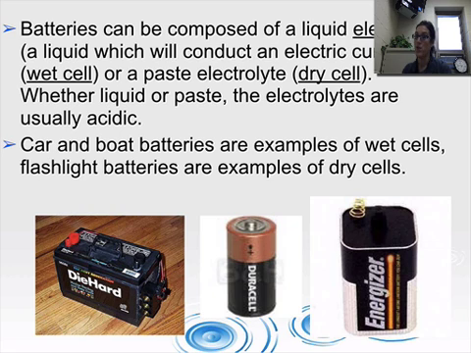Batteries can be composed of a liquid electrolyte. If it's a liquid on the inside, it's called a wet cell battery. If it's a paste on the inside, it's called a dry cell battery. Both car and boat batteries are examples of wet cell batteries. A flashlight would have a dry cell battery.